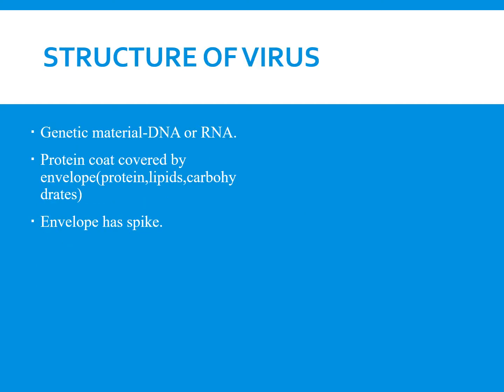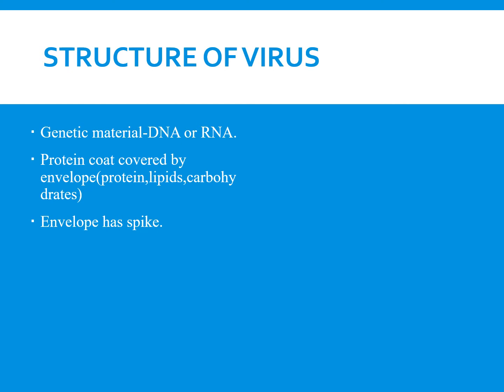This is for virus. Now the structure of a virus: the genetic material is made up of DNA or RNA, any one only. It has an outer protein coat, covered by an envelope, made up of units called capsomeres, as shown in the figure. This envelope is made of protein, lipids and carbohydrates. And the envelope has spikes.